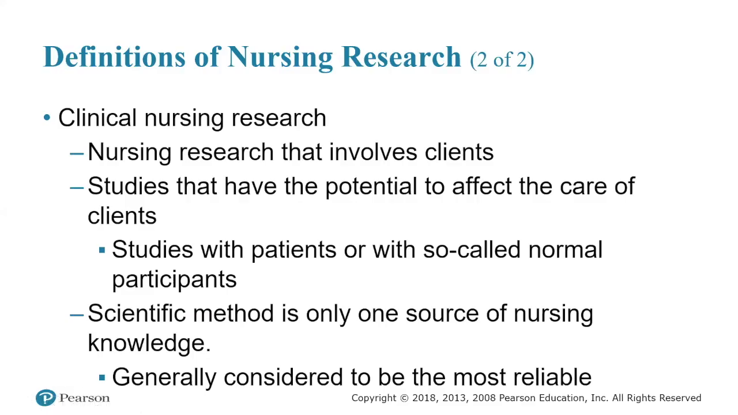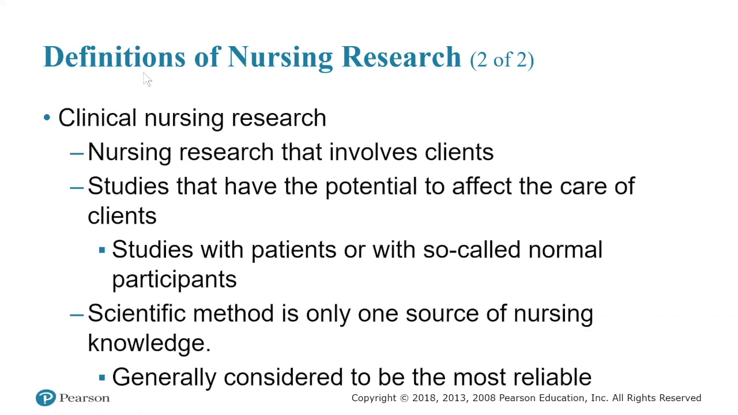Okay, so let's talk about clinical nursing research. When I say clinical nursing research, these are researches that involve clients and studies with the potential to affect the care of the client. Also studies with patients or the so-called normal participants. And then scientific method is considered to be the one source of nursing knowledge, and it is considered to be generally most reliable. Okay, so in this class, we're talking about clinical nursing research.